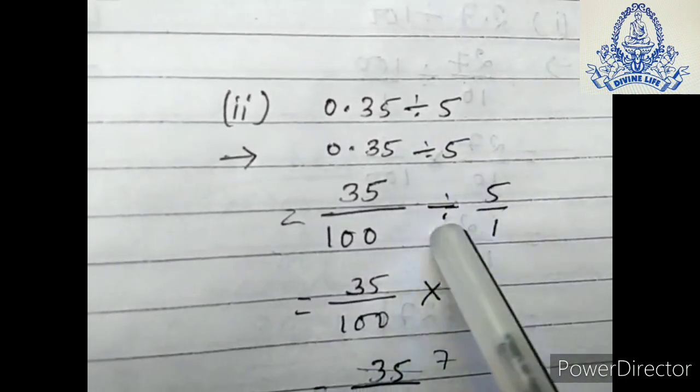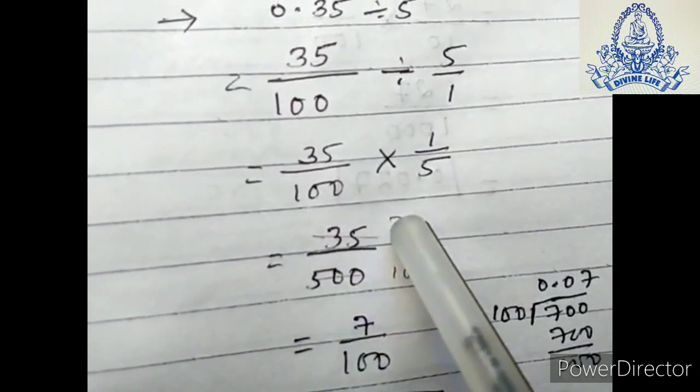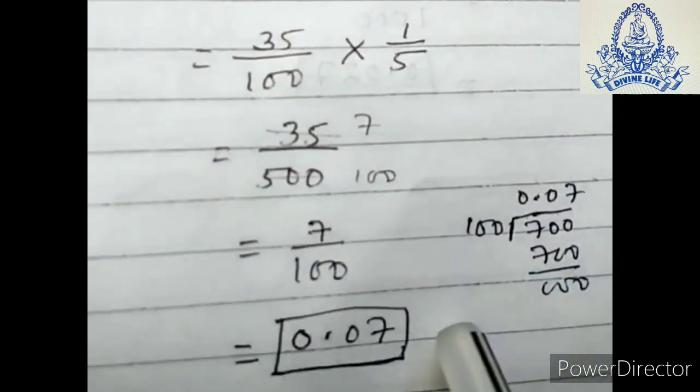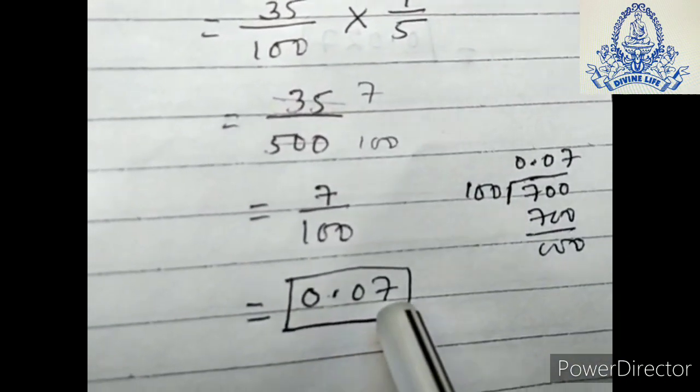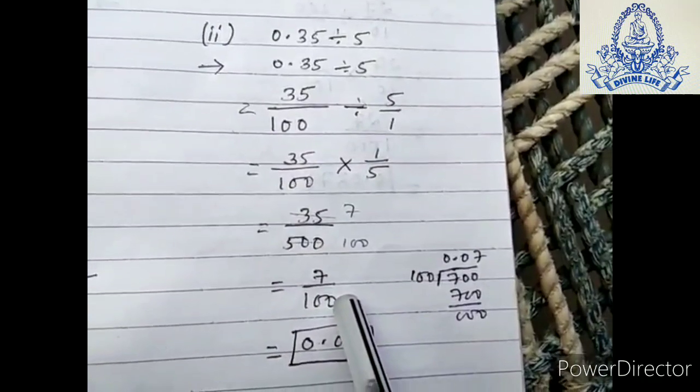Now as we are changing the sign from division to multiplication, we take the reciprocal of the next fraction. This 5 upon 1 will become 1 upon 5. Now 35 times 1 is 35, 100 times 5 is 500. We can simplify this by dividing both numbers by 5. 5 sevens are 35, and 500 divided by 5 is 100. The last fraction remaining is 7 upon 100. After dividing 7 by 100, the final answer is 0.07.